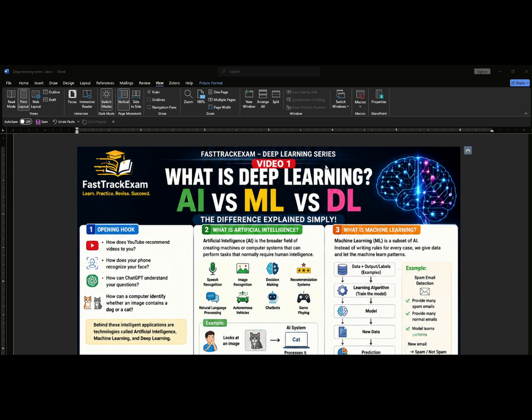This is part of our complete deep learning series, where we move from the fundamentals to advanced concepts, practical implementation, projects and exam preparation.